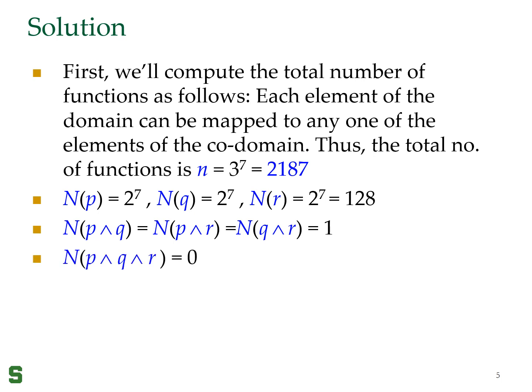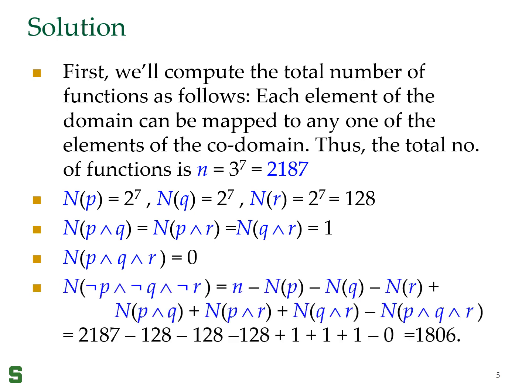Finally, if I wanted to have all three properties, that means A is not in the image, B is not in the image, and C is not in the image, that means I have no functions that I can write because one cannot map to anything and that's not allowed in a function. Now it's a matter of plugging in, and that will give us the answer as 1806. I wanted to check why each of the numbers came out the way it did and how we got the final answer as 1806.